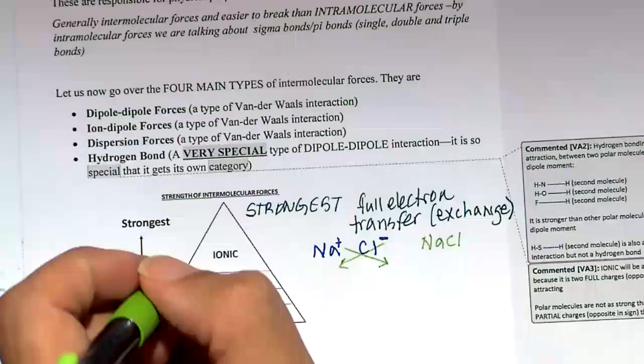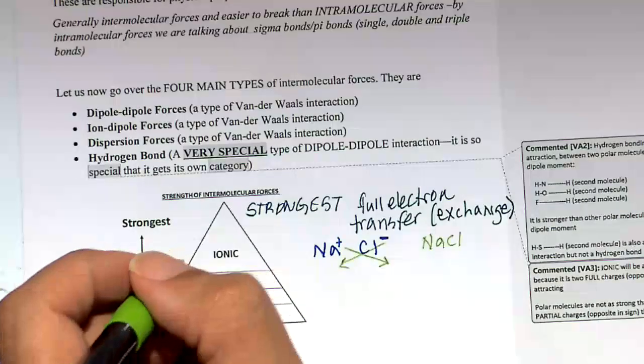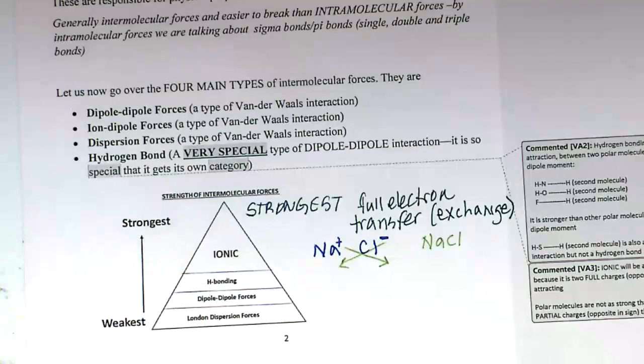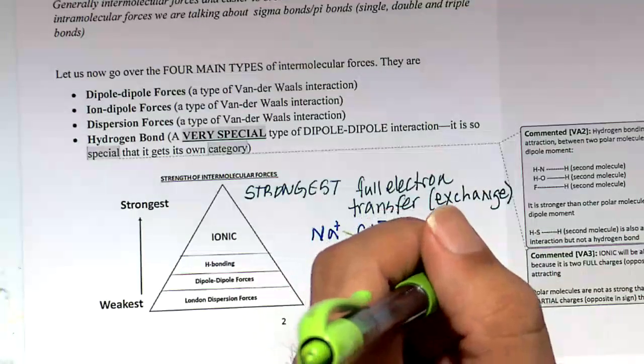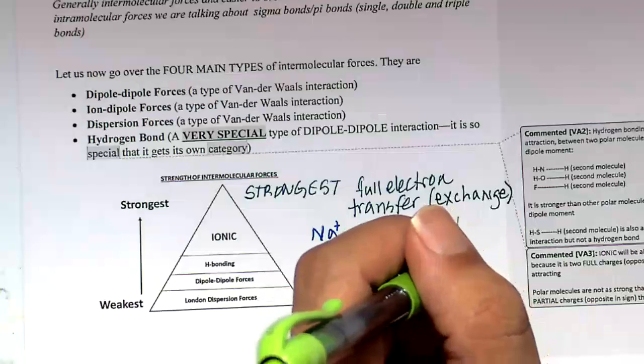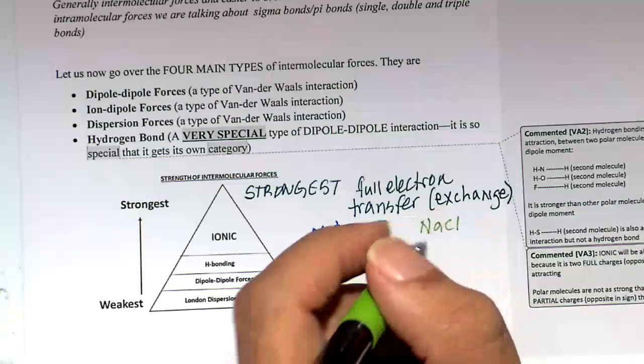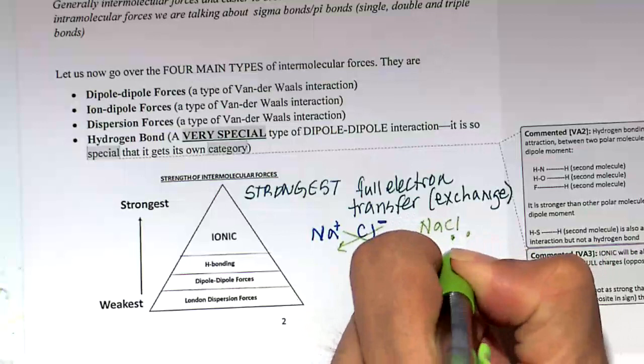So this is a very strong ionic compound, an ionic bond, if you will. Full charge transfer. If you look at sodium chloride under a microscope, it actually looks like a lattice. It takes a lot to break up that lattice. Okay, it looks like this.